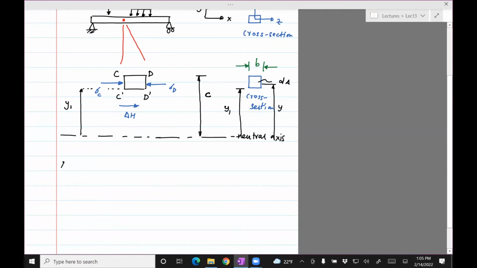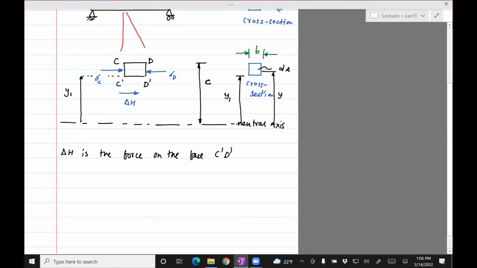Okay, so delta H is the force to face C prime D prime. So it's sort of like a force which shears the C prime D prime from the rest of the beam. So we can do equilibrium of forces in the x direction equals 0, which gives me delta H, which is the force acting to the right.